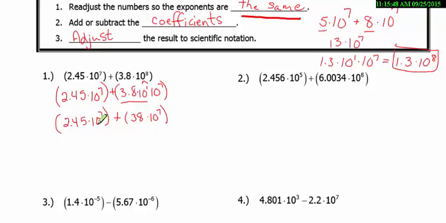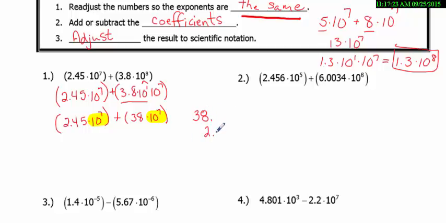So please notice what we now have is 10 to the 7th power and 10 to the 7th power. Step 1, readjust the numbers so the exponents are the same. We've done that. Now we are able to go ahead with addition. So step 2 says add or subtract the coefficients, and so we must add, because this is an addition problem, 2.45 plus 38. So make sure when you are adding with decimals, you need to make sure your decimals are lined up. This is actually 38.0.